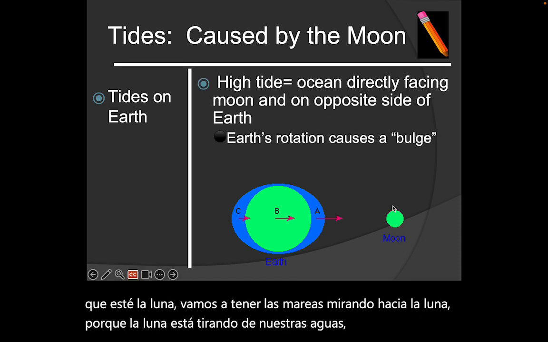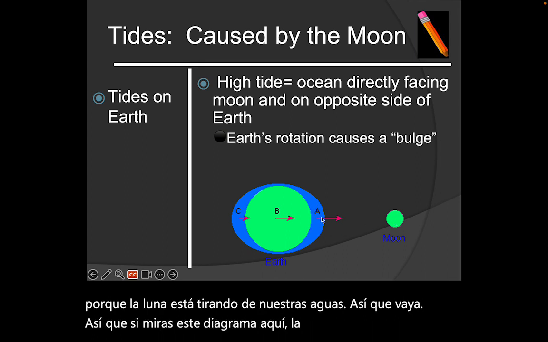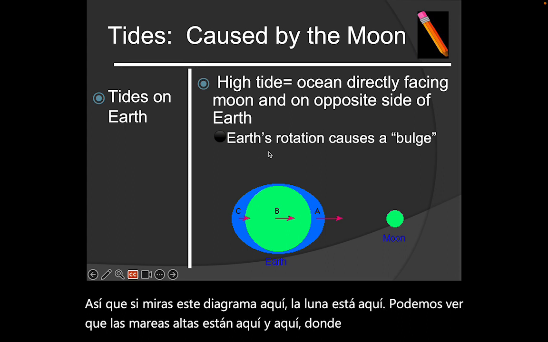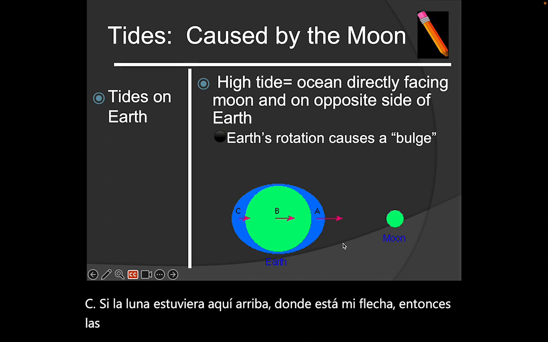So if you look at this diagram here, the moon is over here. We can see that the high tides are right here and right here where A and C are. If the moon was up here where my arrow is, then the tides would be here and here. This is why we have 2 high tides and 2 low tides a day.